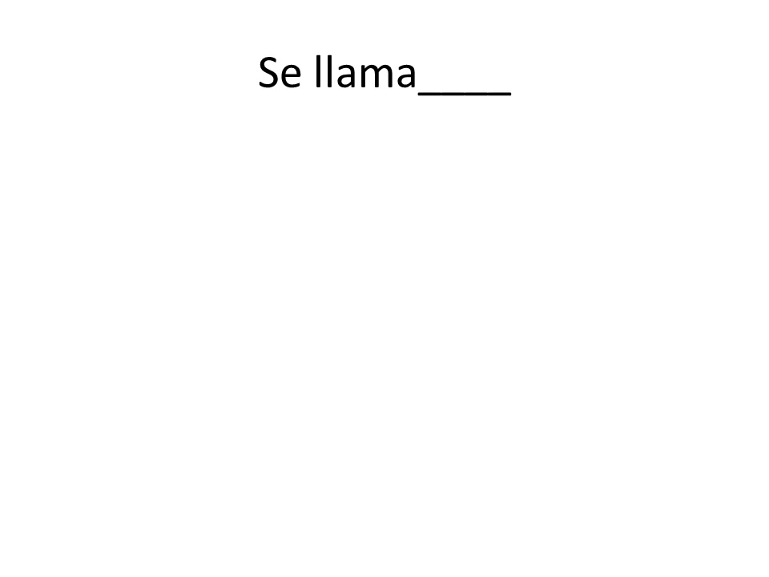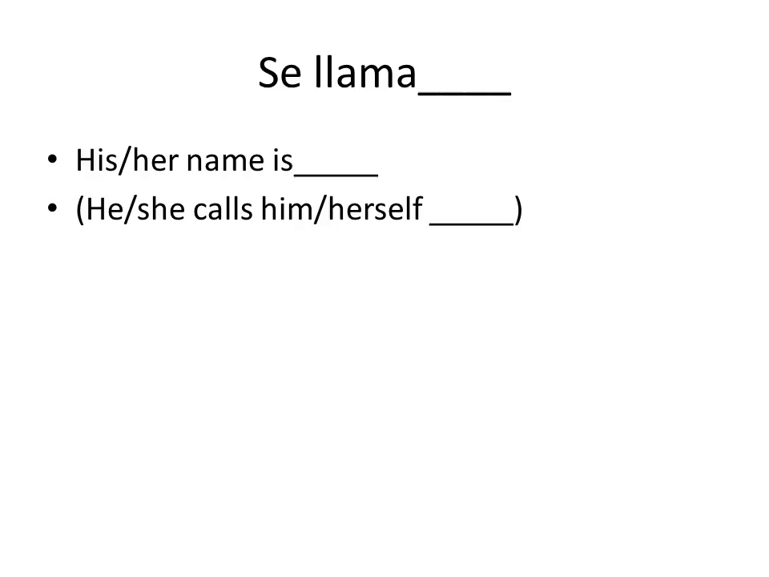Se llama, you would use for introducing a friend, means his or her name is. Again, directly translated, it would be he or she calls him or herself. But we don't really talk like that in English, so we use it when we're trying to say his or her name is, and then use their name, se llama.